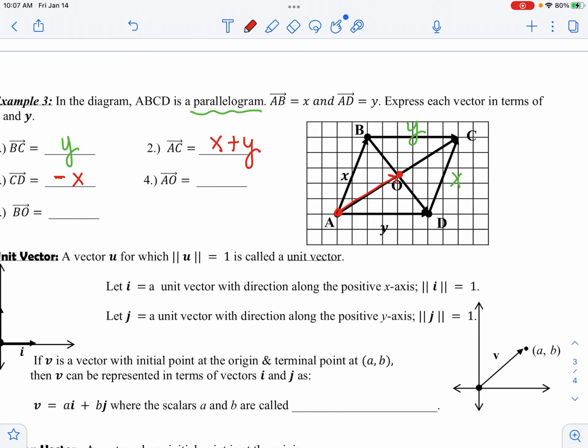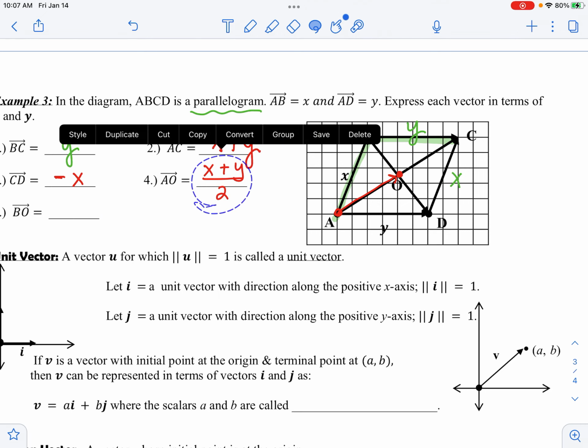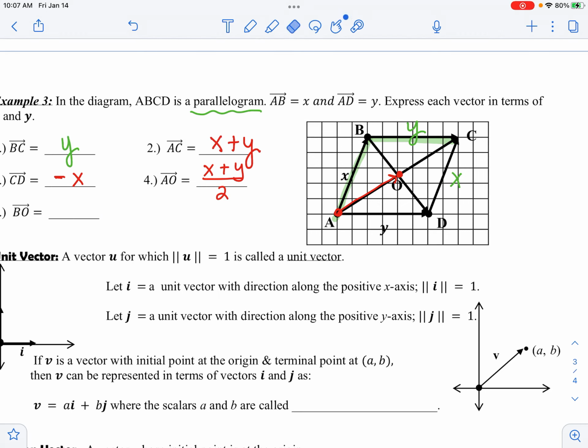All right, next one, AO. AO starts here, ends here. All right, well, I can't get to that path, but what I can do is take this path from here to here, start at A, end at C, but then take half of that. So I'm going to start at A, go to B, which is X. Now I'm at B, and I need to go to C, which is Y, so X plus Y. And then it's just half of that path. So X plus Y divided by 2.